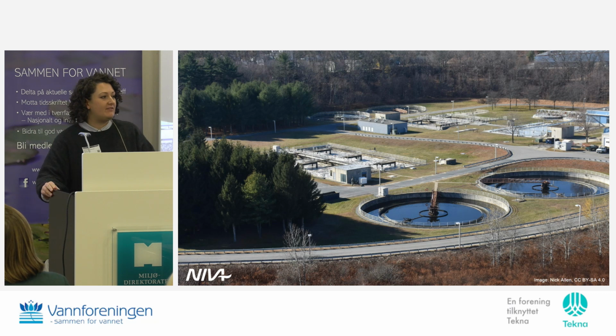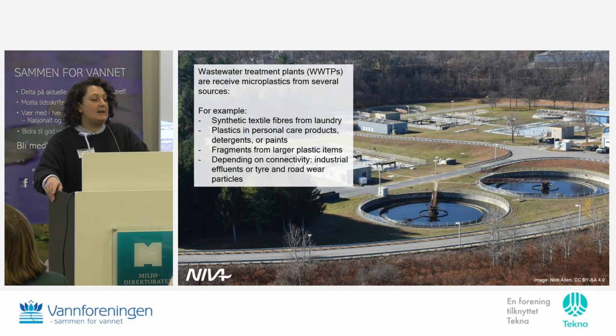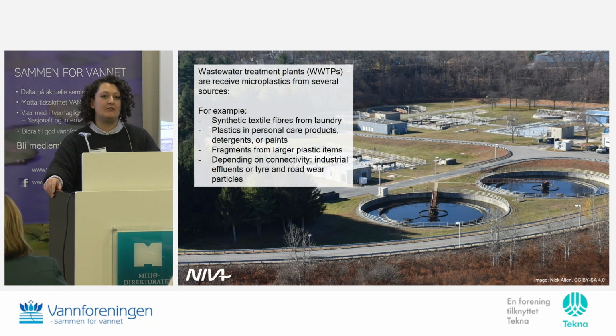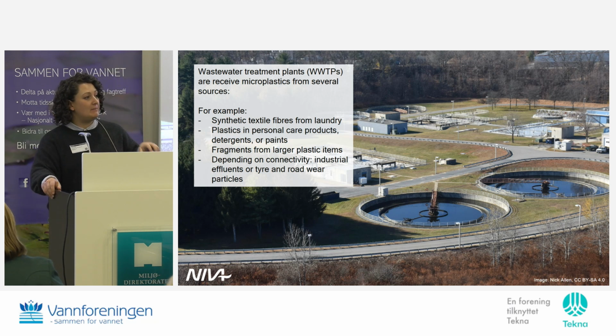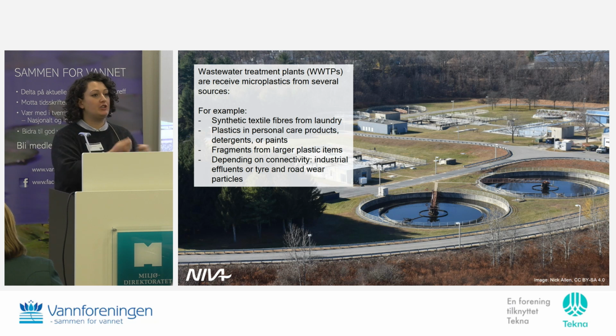So I thought I'd start off by giving some background about some of the sources of microplastics to agricultural environments. Wastewater treatment plants receive microplastics from many different sources. Some examples of the main contenders are often synthetic textile fibers from laundry processes, plastics in personal care products and other products that contain microplastics such as detergents or paints that are washed in the sink, for example. Many fragments come from larger plastic items, and these are just anything that ends up down the sink effectively. So anytime we're using plastic in the home, if that gets washed into the sink, it can end up in a wastewater treatment plant.